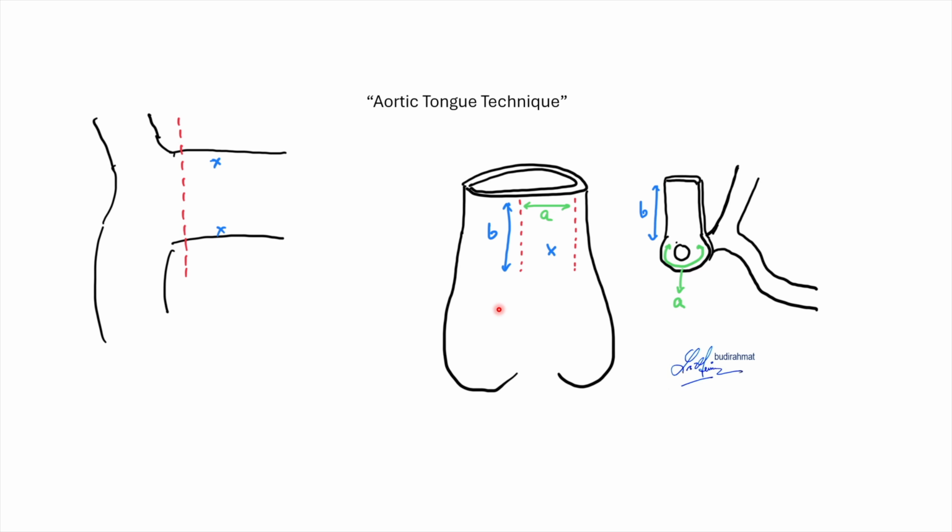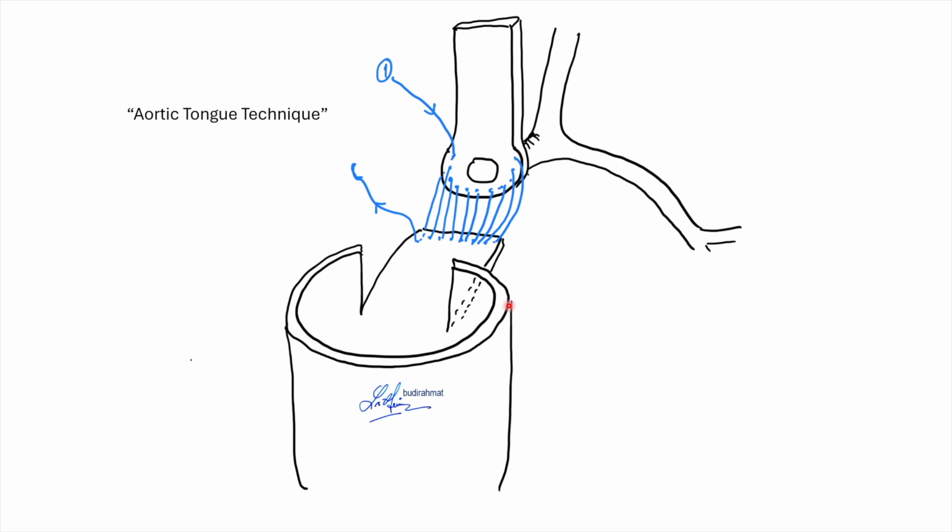And then to anastomose it, the idea of the aortic tongue technique is that this wall will be the base of the new complex coronary artery button. This will be the base, the floor. And this part will be the roof. So the coronary button has extra length, not only this part, but also this part. So hopefully there will be less tension in any direction.